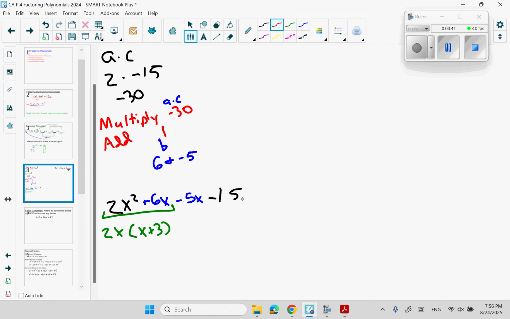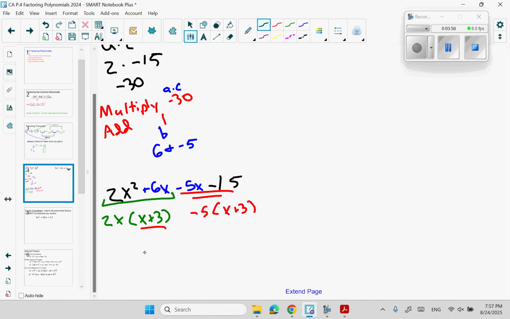And now I have to look at these ones. I want to divide those two terms by something that would give me exactly x plus 3. In that case, I would divide by negative 5, and I would get x plus 3 there. My factored form would be the matching pair, x plus 3, and the outside pair, 2x minus 5.